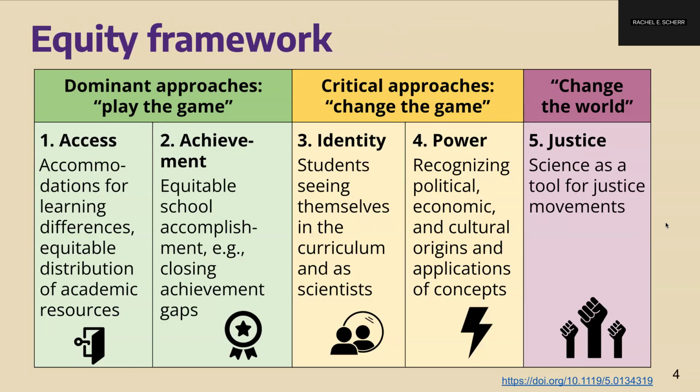So first of all, on the left are what we call the dominant approaches that help students play the game. These include access and achievement. The access category is for equity efforts that are focused on accommodations for learning differences and equitable distribution of academic resources. And the achievement category helps organize the efforts about equitable school accomplishment, like closing achievement gaps.